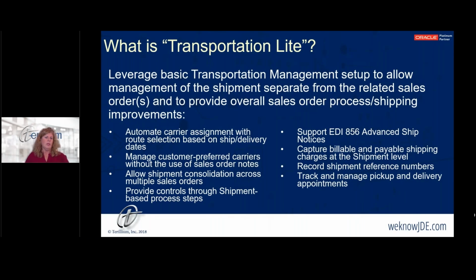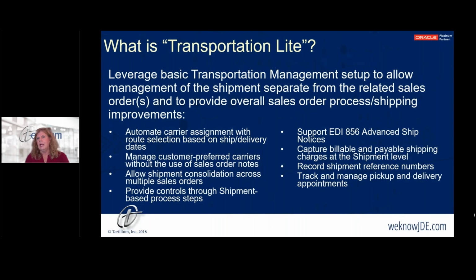As I mentioned, it allows us to consolidate shipments across multiple different sales orders. It provides some controls. So one of the things that I'm going to talk about is that shipments follow a separate status designation compared to the sales order. And we're able to put some controls in place about who is able to do what and when, not just using sales order statuses, but on the warehouse and shipping side through these shipment statuses.